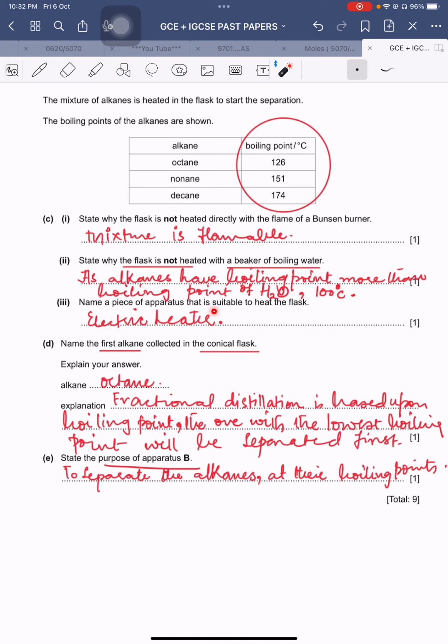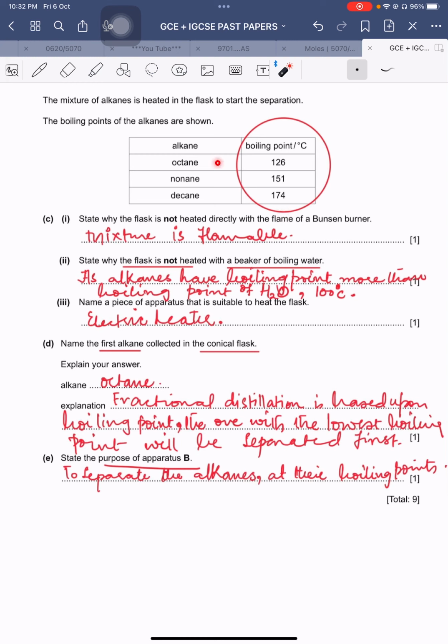Name a piece of apparatus that is suitable to heat the flask. Electric heater with a thermostat. Okay, with a controlling thermostat. For example, if we want the temperature not to exceed 175 degrees Celsius, or if we are separating nonane, when the thermometer shows 152 degrees Celsius, it gives us evidence that all the nonane is separated as well. And now the only thing left in the mixture flask is decane. So we can set the thermostat so that it does not exceed 152 degrees Celsius. When the temperature goes above that, it gives us evidence that all the nonane is separated.